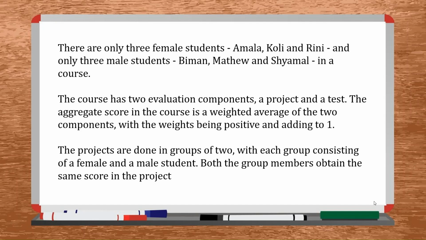So for example, if the weightage of project is 0.25 and test is 0.75, then we'll have to take a weighted average using these two weightages to calculate the aggregate of the total course. Also, the project component of the course is performed in groups of two each, where one member is a female student and another member is a male student. And also, we know that both the group members have obtained the same score in the project.